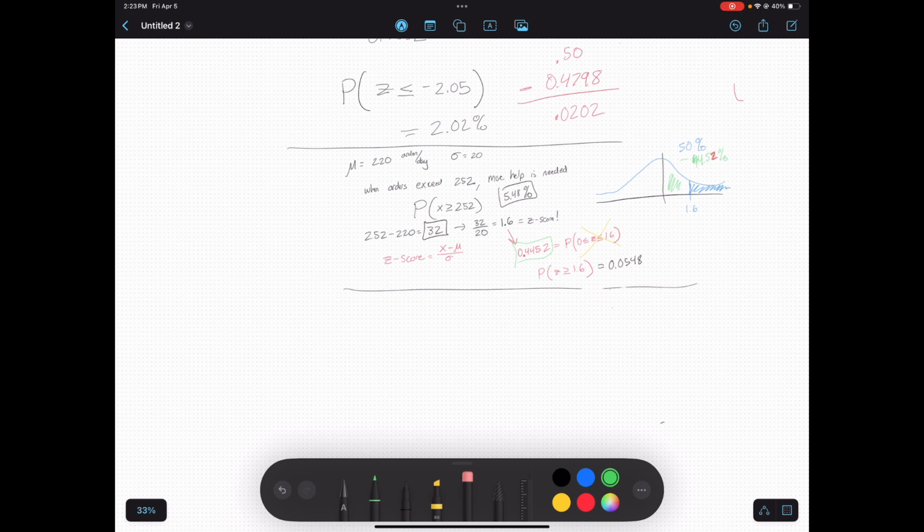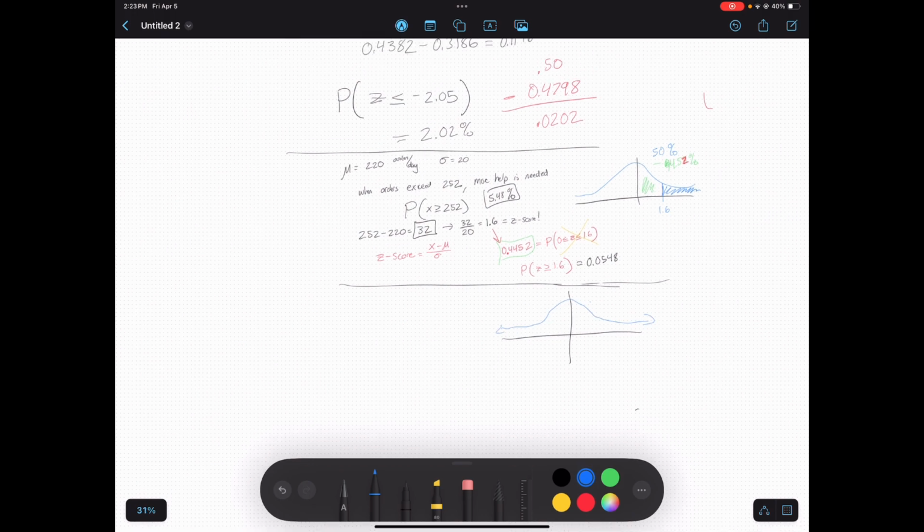Now let's talk about percentiles. That's something that you guys have probably heard of before. 10th percentile, 50th percentile. What does that actually mean? Well, the reason why we're going to talk about this is because percentiles are also based off of the normal distribution curve. So what do they mean?